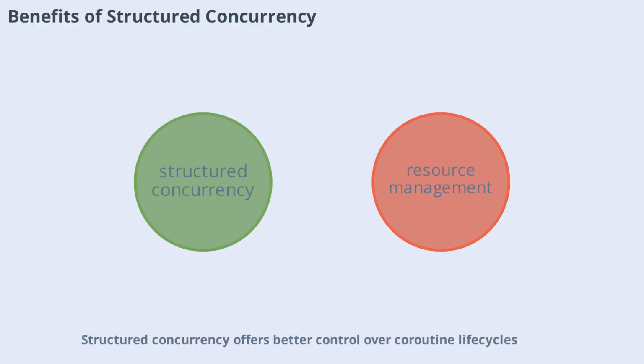Structured concurrency offers better control over coroutine lifecycles. By ensuring that child coroutines are canceled with their parent, you avoid resource leaks and make your code more reliable. This pattern is a best practice for managing complex asynchronous operations.